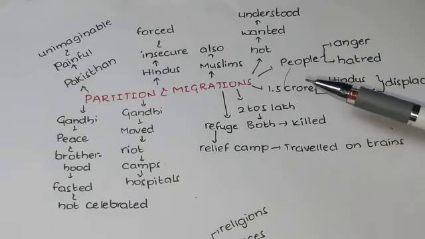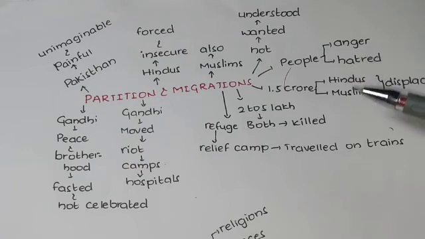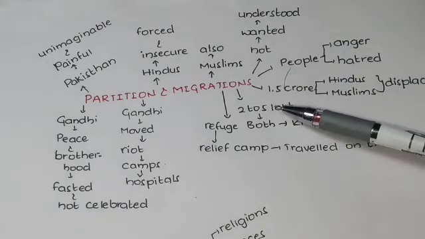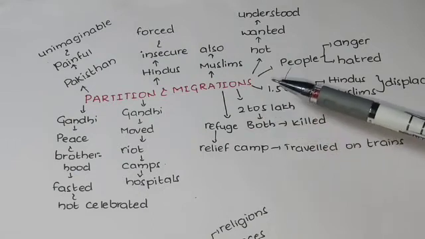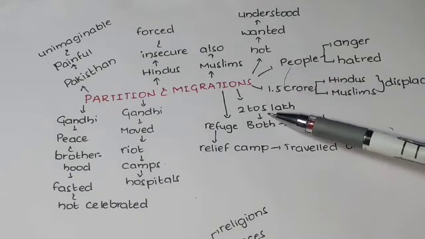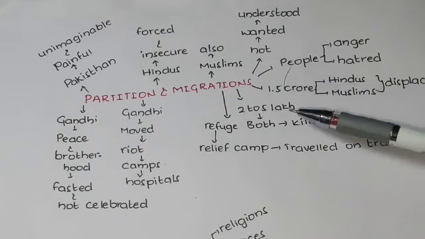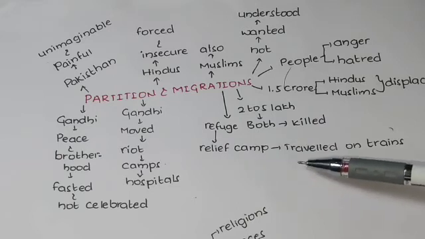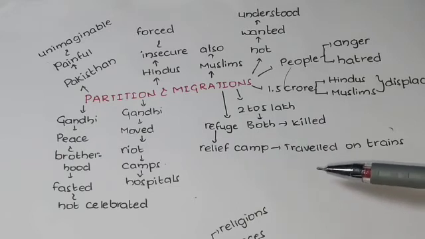Around 1.5 crore people were forced to move out of their homes, and both Hindus and Muslims were displaced. Many people were killed, looted and burnt by each other. Nearly 2 to 5 lakh people died, both Muslims and Hindus. Some became refugees, and some lived in relief camps and traveled on trains to find shelter.